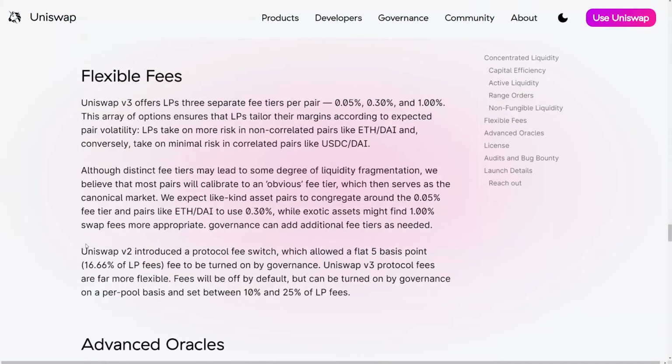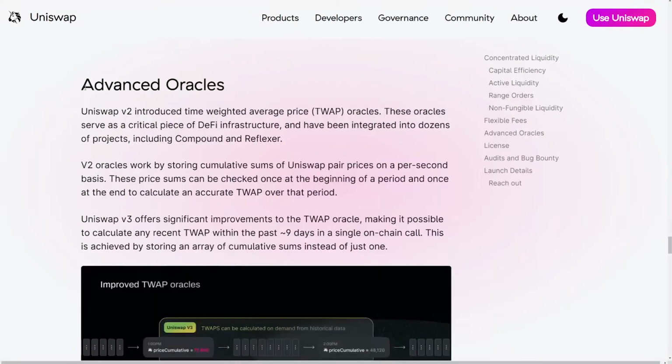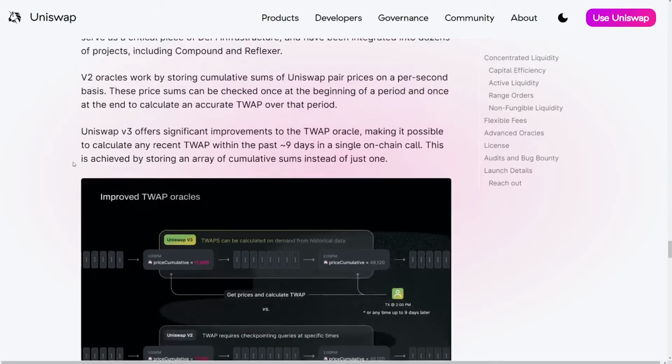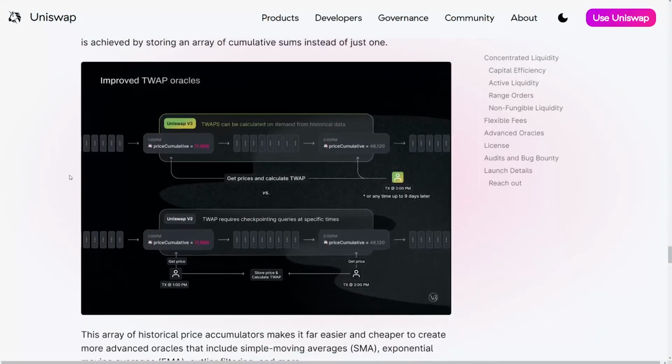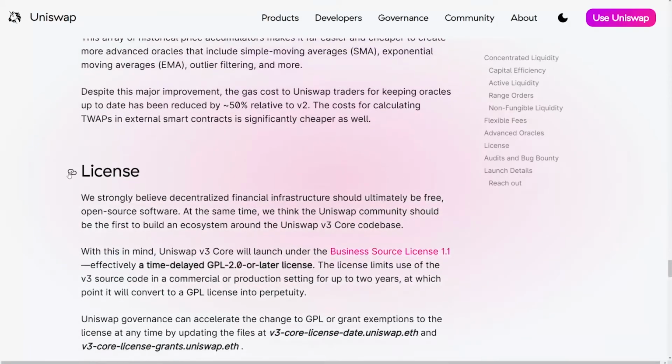Also, there is addition of flexible fees, so that means that you can set how much fees the traders are gonna pay in the liquidity pools, so that's pretty cool. Also, there will be this update to oracles, so there are gonna be more advanced oracles to give more up-to-date prices, etc. So also nice addition.